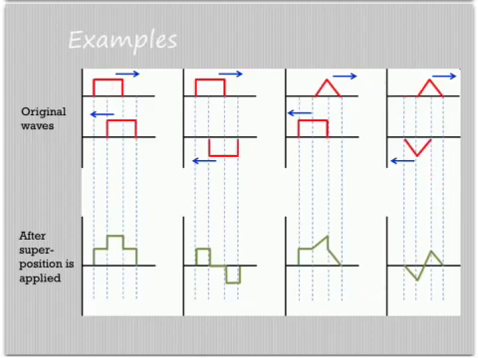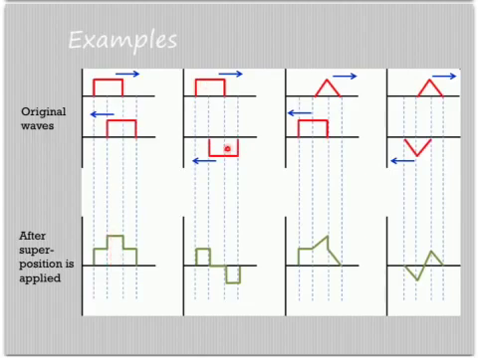Let's look at these two pulses, which are identical, except they're moving in opposite directions. This one moving to the right, this one moving to the left. And where they overlap in the middle, they add on top of each other. +1, +1, +2. So the displacement of the resulting pulse is +2 in the middle.